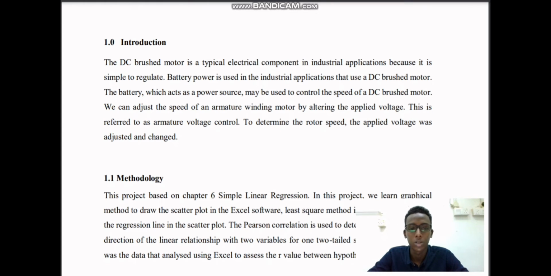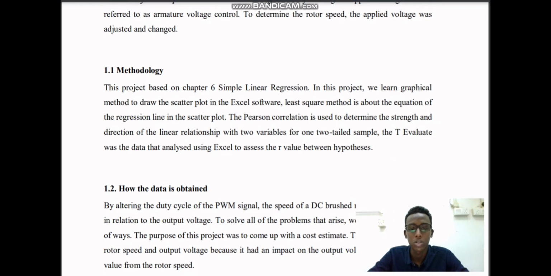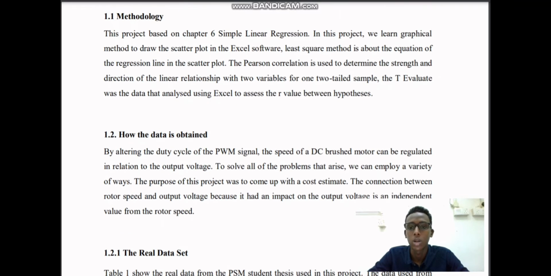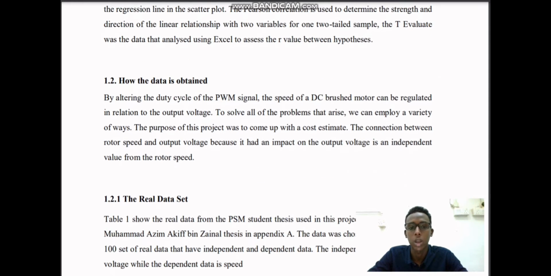Secondly, methodology. This project is based on Chapter 6, Simple Linear Regression. In this project, we learn more about the graphical method to draw the scatter plot in the Excel software. The least square method is about the equation of the regression line in the scatter plot. The Pearson correlation is used to determine the strength and direction of the linear relationship between two variables for one two-tailed sample. The t-test was the data analyzed using Excel, which assessed the R-value between hypotheses.